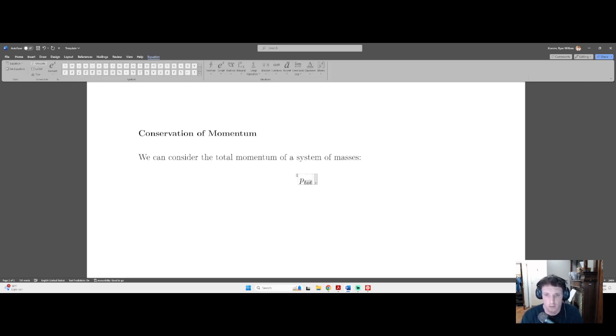I'll just call this P tot for now. And this is simply going to be the vector sum of all the individual momenta. I think momenta is the proper plural of momentum.